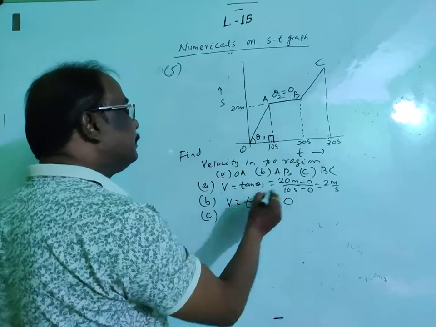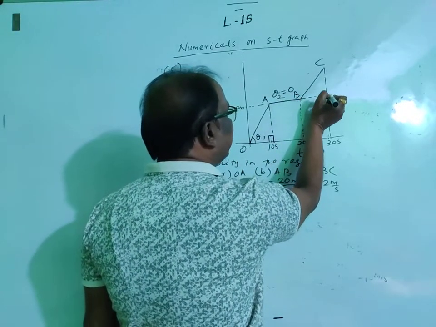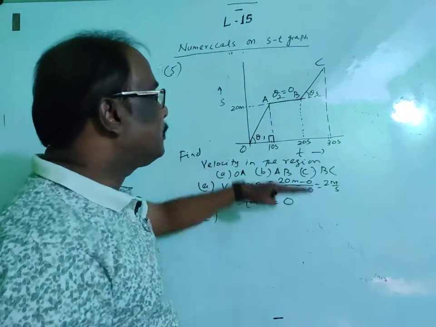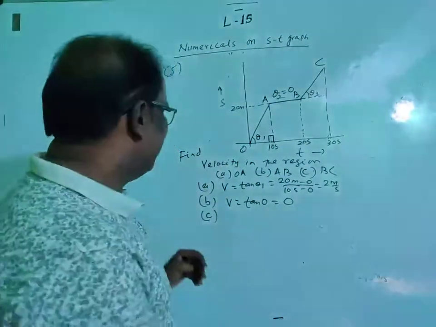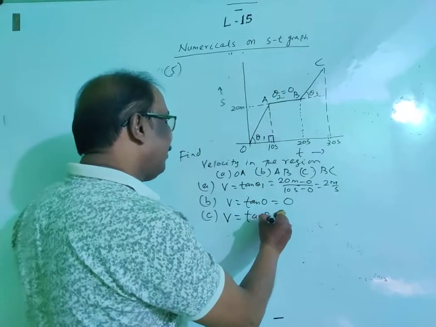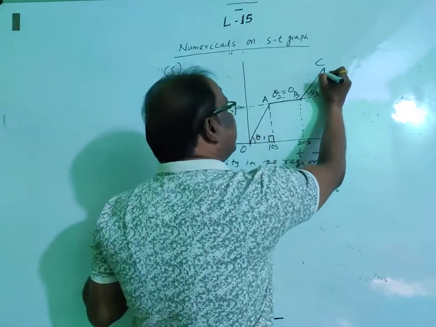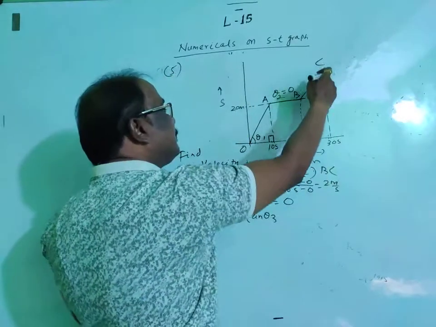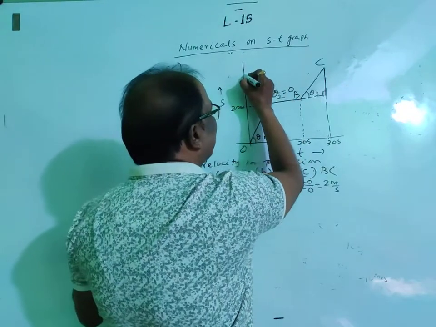Then bit C, in the region BC. Again, BC is a straight line making a constant angle, let it be theta 3, with the time axis. The angle theta 3 is constant. Then here velocity is tan theta 3. See, this is the right angle triangle, this is the perpendicular, 90 degree. From this right angle triangle, tan theta is perpendicular upon base.